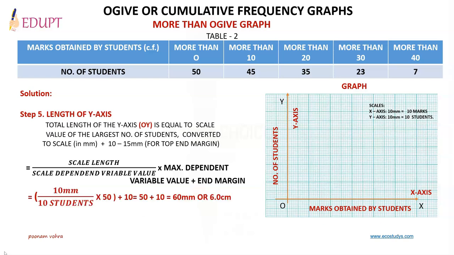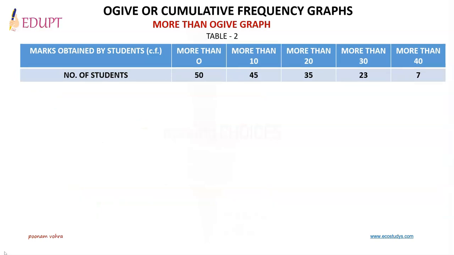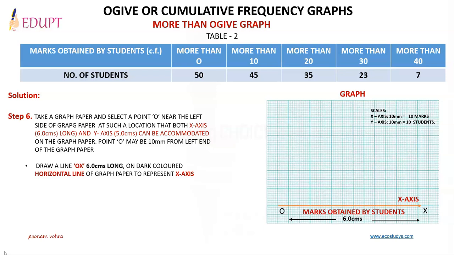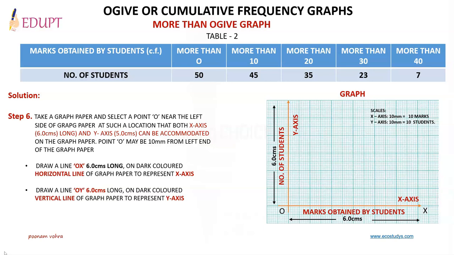Now for y-axis, using the same formula, it is 10 millimeter divided by 10 students into 50 plus 10 as margin. So it is also 60 mm or 6 centimeters. So length of y-axis is also 6 centimeters. Next you need to take a graph paper, select point O on the left side of the graph paper in such a manner that both the axes get accommodated. Then draw a line 6 centimeters for x-axis OX and 6 centimeters for y-axis OY.